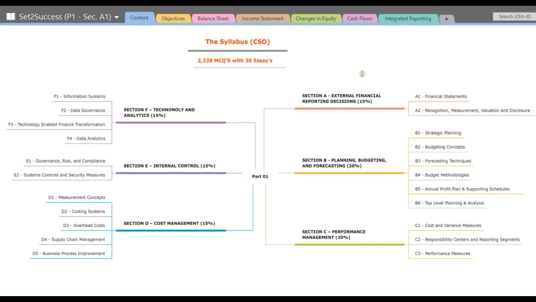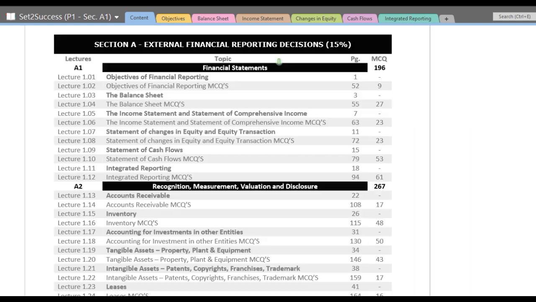Section A, external financial reporting decisions. That is 15% of your exam, and we are going to discuss financial statements. Objectives of financial reporting, which has 9 MCQ. Let us begin with the objectives of financial reporting.